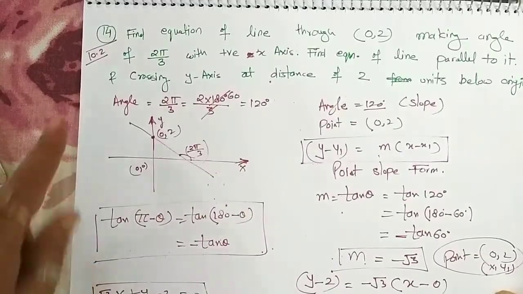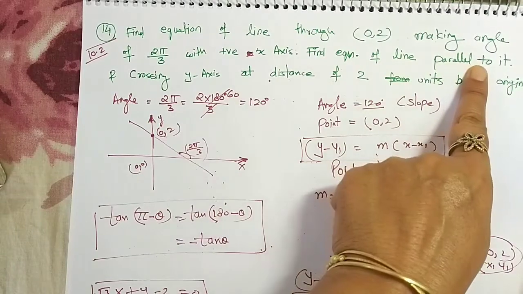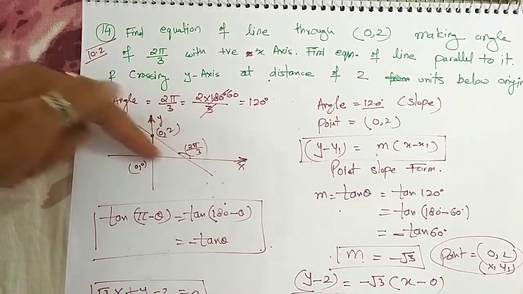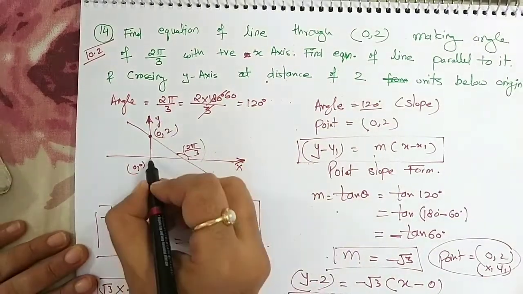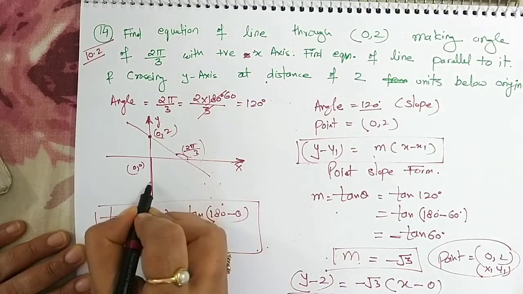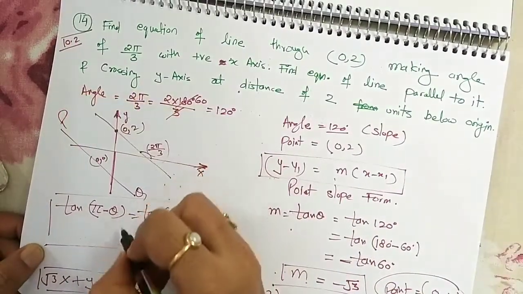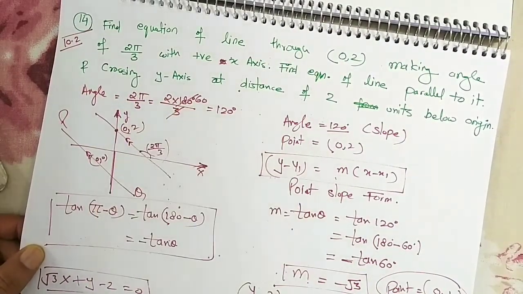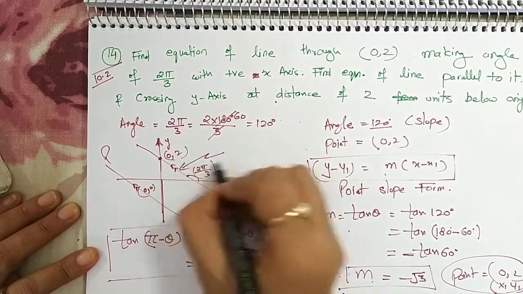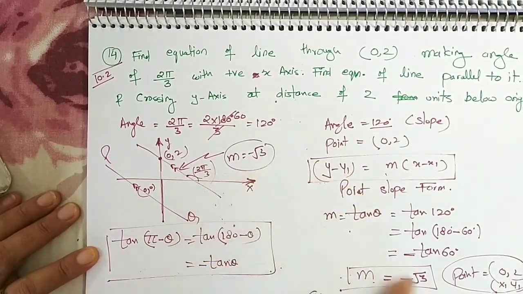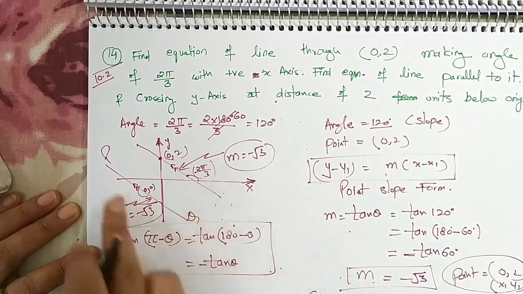I hope you understood question number 14. Now they are asking one more part. They are asking, find the equation of the line which is parallel to this and crossing the y-axis at a distance of 2 below the origin. So below the origin is here. That means the line is something parallel to this. Suppose this is line PQ parallel to this. If two lines are parallel, the slope is equal. If the slope of this line is minus root 3, so for this also m will be minus root 3 only. The slope will be the same.